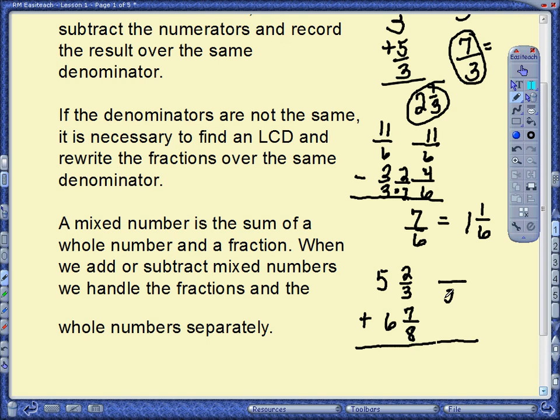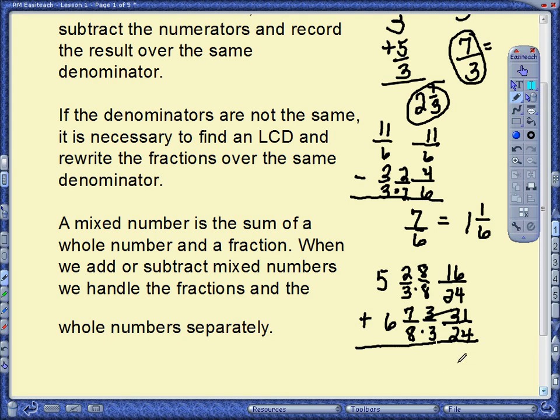Okay. 3 is prime. The common denominator is 24. It has no common factors with 8. So in order to get 24, we would have had to multiply the denominator by 8. That means we have to multiply the numerator by 8 as well. So we have 16 over 24. And here we would have multiplied by 3 to get 24. We multiply the numerator by 3 as well. And we have 21 over 24.